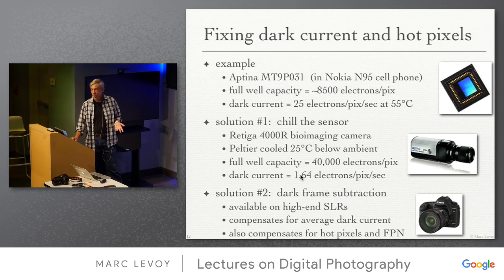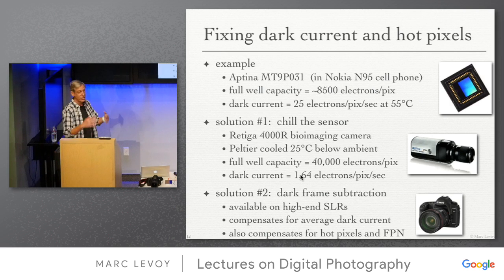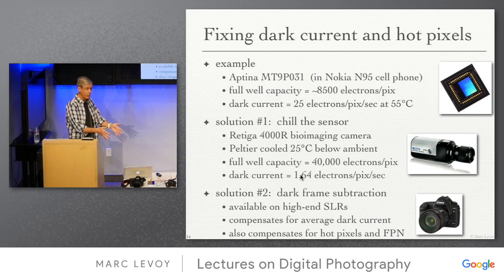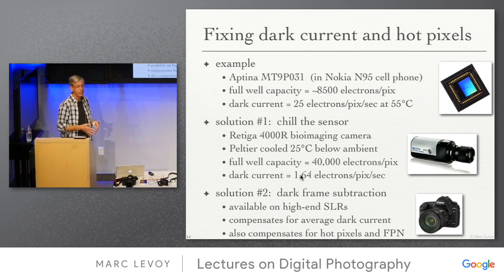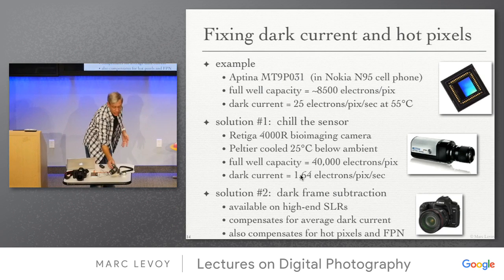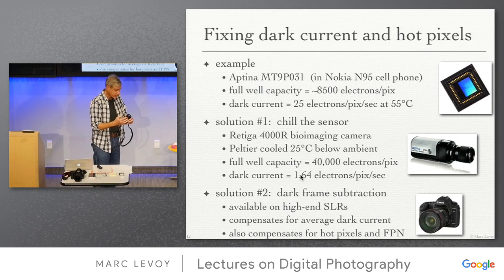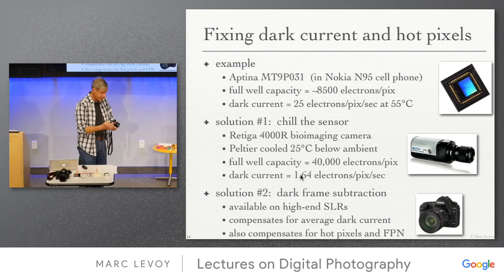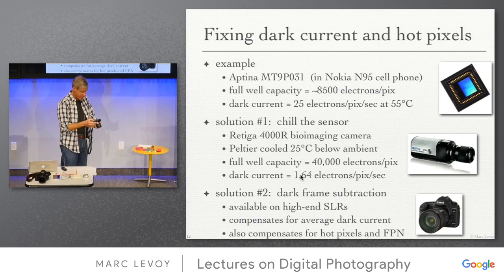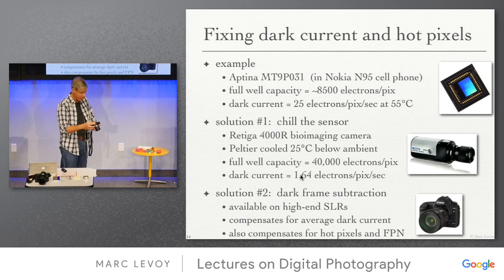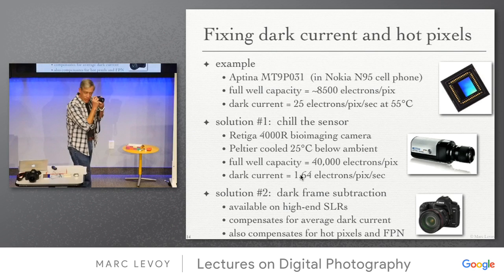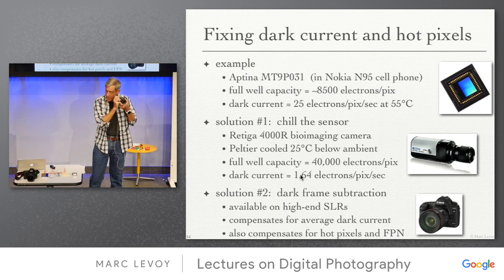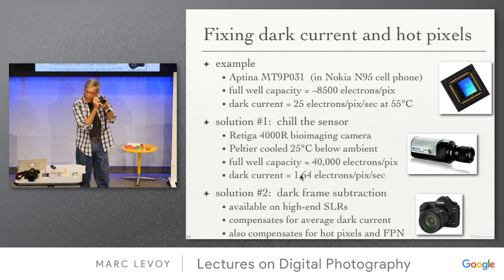Another solution is you can do dark frame subtraction. So take an exposure and then take another one with the shutter closed and subtract the two. Most cameras will do that. So here's the Micro Four Thirds camera, and I've got it set, I think, for a 4-second exposure. I'm going to put it up close to the microphone so you can hear that. Let's make something really dark.